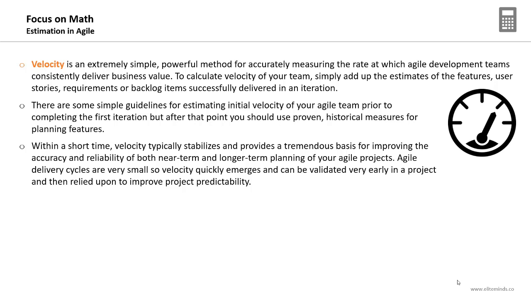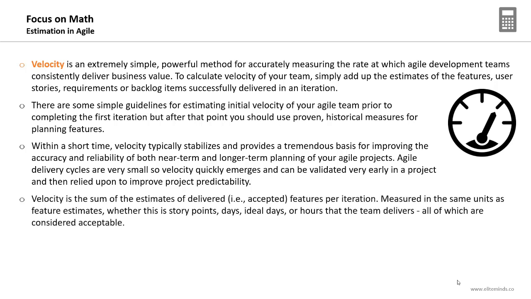Within a short time, velocity typically stabilizes and provides a tremendous basis for improving the accuracy and reliability of both near-term and longer-term planning of your agile projects. Agile delivery cycles are very small, so velocity quickly emerges and can be validated very early in a project and then relied upon to improve project predictability. So as the project progresses, as more iterations are being executed, the velocity measure will be more solid.